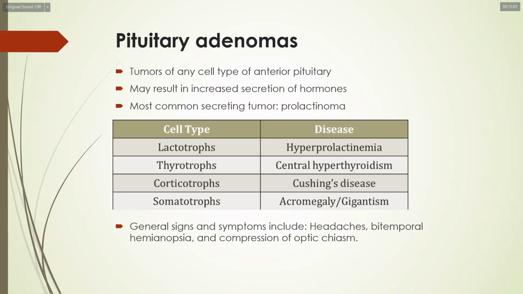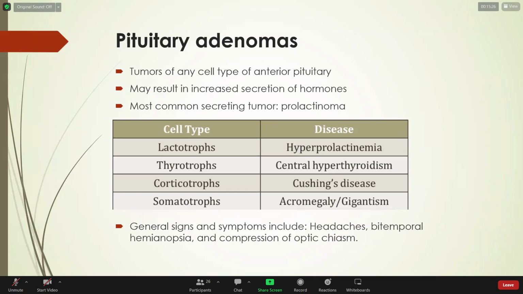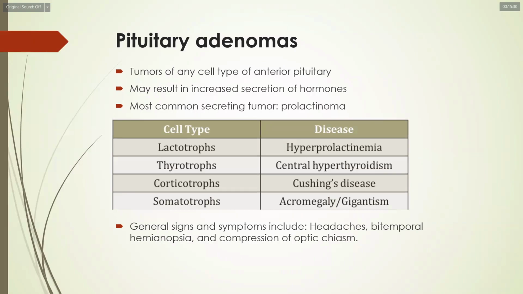For example, adenoma caused by lactotrophs causes hyperprolactinemia, and if it's caused by thyrotrophs, it will cause central hyperthyroidism. Corticotrophs cause Cushing's disease, and somatotrophs cause acromegaly. There are general signs and symptoms that result no matter which cell type causes the adenoma, such as headaches, bitemporal hemianopsia, and compression of the optic chiasm. Bitemporal hemianopsia is a special type of visual defect in which the patient cannot see on the outer portions of both his visual fields. Next.